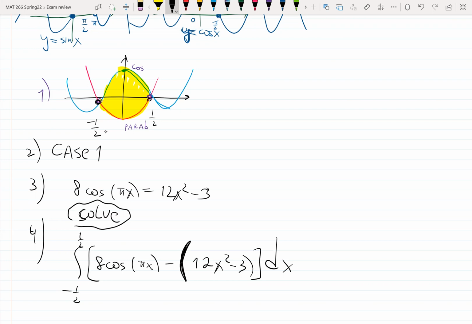Check more cases in my review and practice exam because they're all good. Definitely practice case 2. We definitely put both cases on the test, case 1 and case 2, just to make sure you understand both. Questions before I move on to the disc and washer? And let's move on.